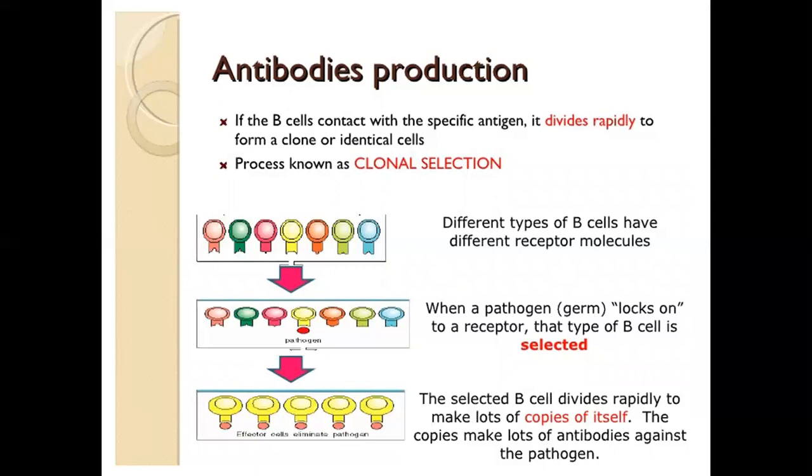The postulates of the theory: if a B cell contacts a specific antigen, it divides rapidly to form a clone of identical cells. That process is known as clonal selection. Different types of B cells have different receptor molecules. When a pathogen or germ locks onto a receptor, that type of B cell is selected. The selected B cell divides rapidly to make lots of copies of itself. The copies make lots of antibodies against that particular pathogen. This is known as clonal selection.